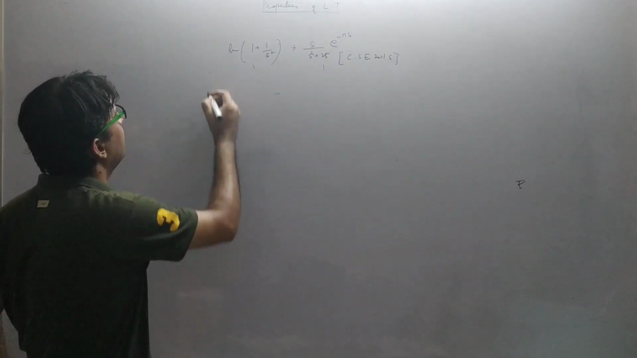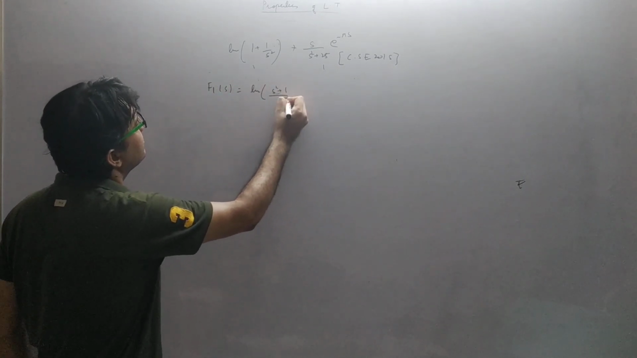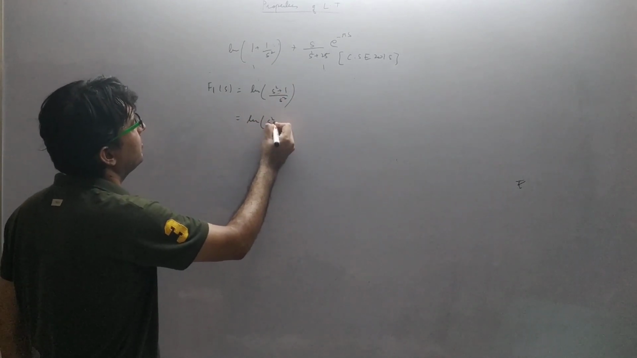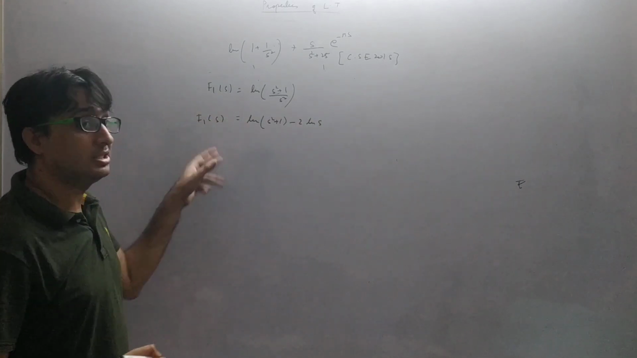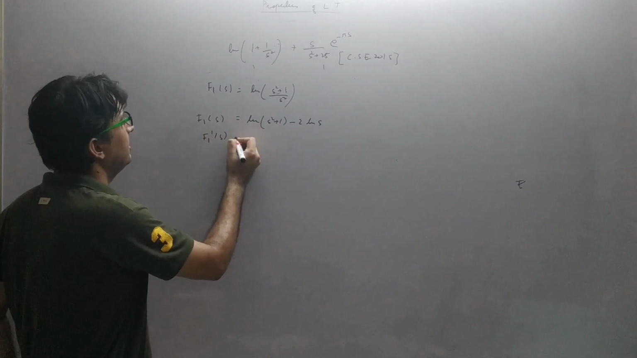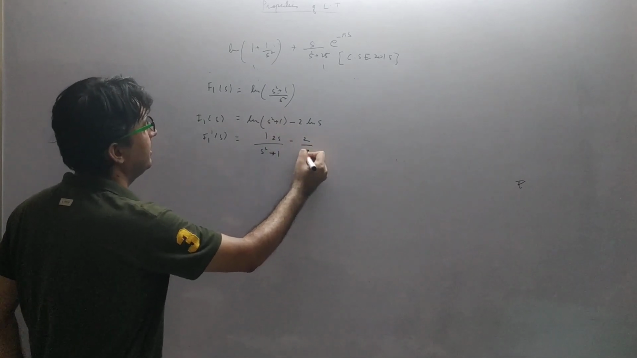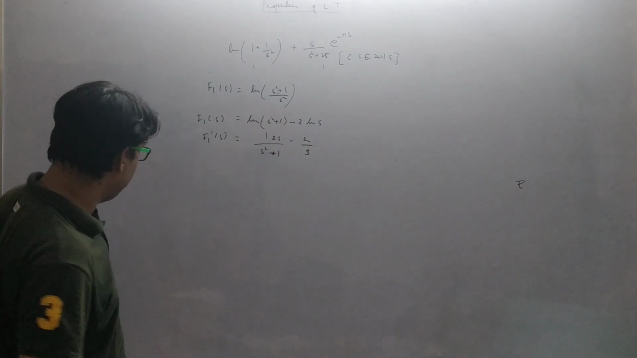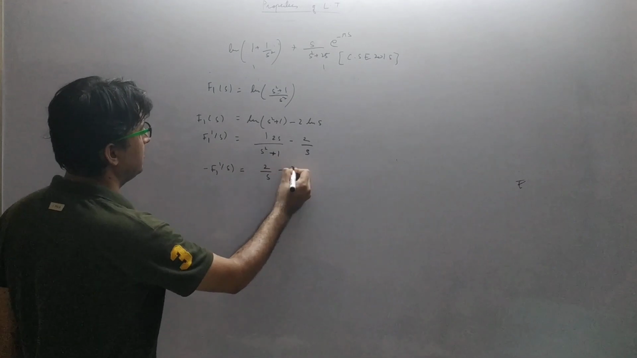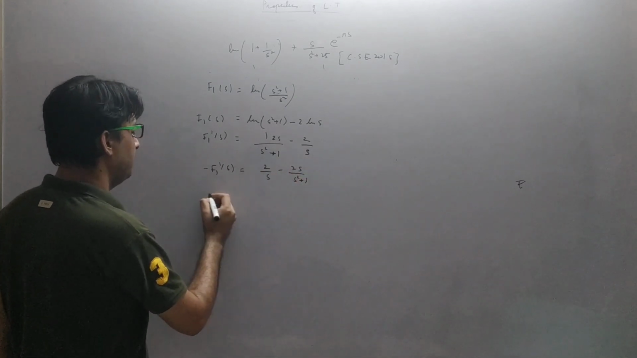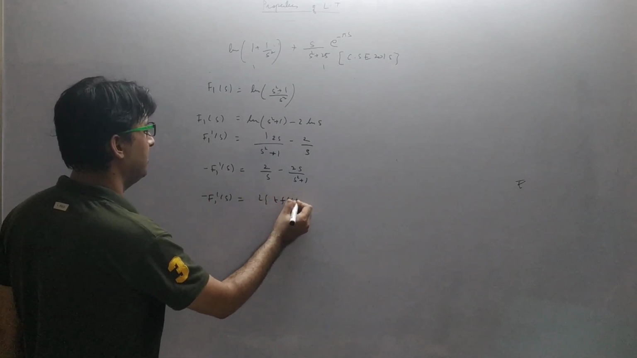We take this one as F1 of s. So what we get, F1 of s is ln of (s square plus 1) by s square. So this is ln(s square plus 1) minus 2 ln s. We will take this derivative. So what its derivative is like? Its derivative is 2s by (s square plus 1) minus 2 by s. Alright. Now we will take the minus sign for the obvious reason. So what the minus sign is going to be? 2 by s minus 2s by (s square plus 1). So we know that minus of F1 dash is equal to Laplace transform of t f(t).